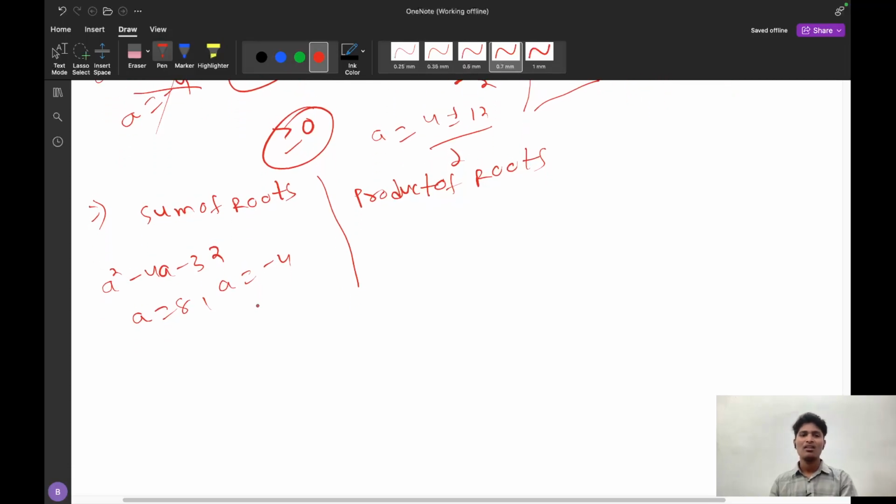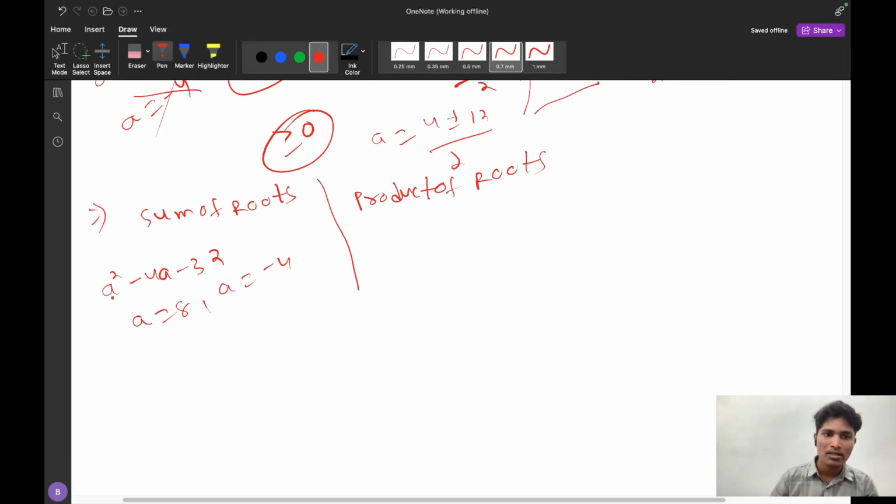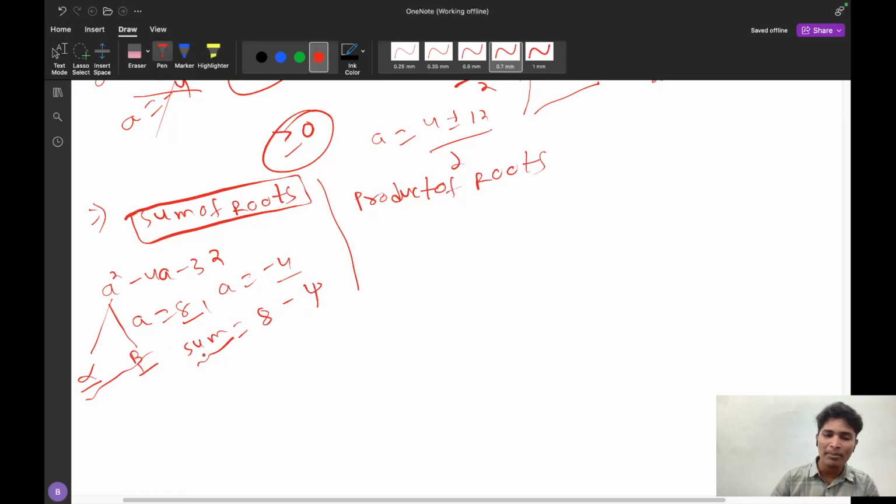Yes. What is sum of the roots? Suppose this equation having two roots, alpha and beta. And what is alpha? Alpha is equal to 8 because these are the roots. And beta equal to minus 4. Now what is the thing I am going to find? What is the sum of the roots? Sum is equal to 8 minus 4. What is the sum I said? It is alpha and beta. Alpha plus beta is equal to 8 minus 4 is 4. I got alpha plus beta equal to 4.